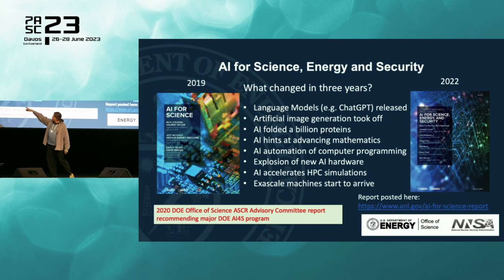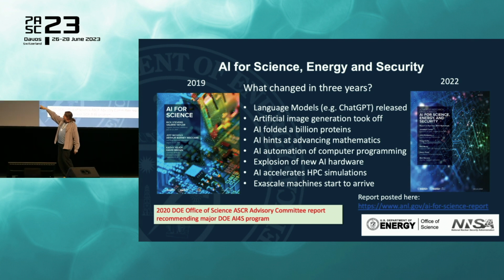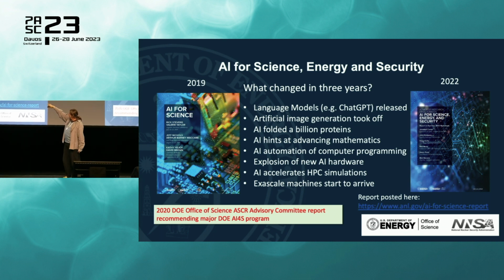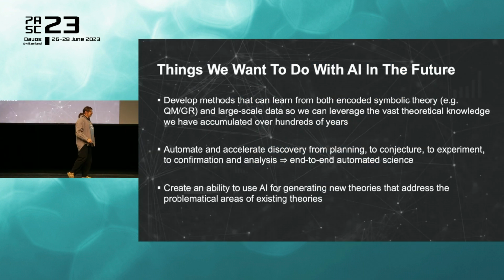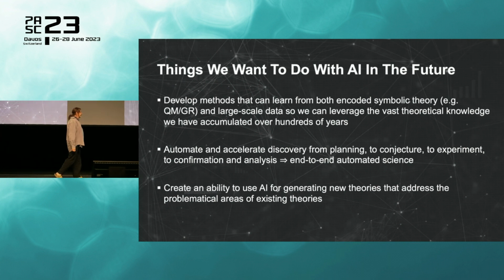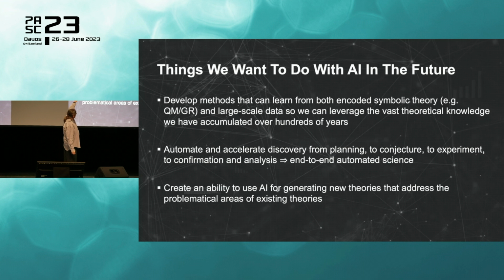In this interval, we got large language models, image generation, DALL-E, et cetera, stable diffusion. OpenAI was used to fold 1 billion proteins from DeepMind's AlphaFold 2, right? Lots and lots of things happening. So we decided, let's take a new look at this and let's change a little bit how we want to do this. So back in 19, we had this as a future list.